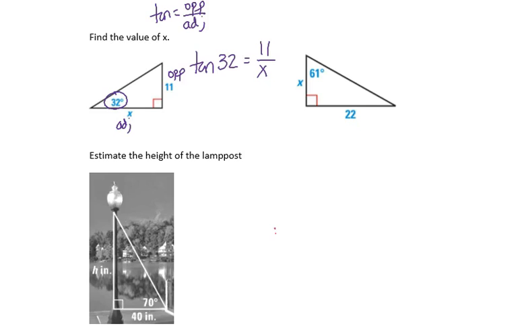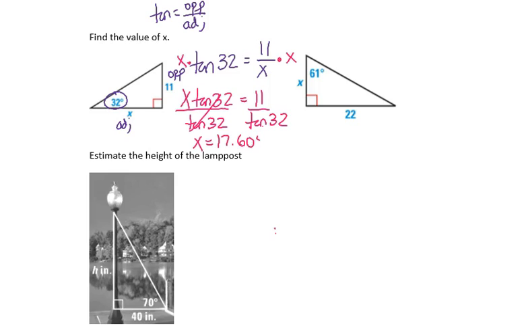Now we have to solve this for x. So, to solve for x, I'm going to multiply by x on both sides since I'm dividing by x, and get x tan of 32 equals 11. Now to get x by itself, I'm going to divide by the tangent of 32 on both sides of my equation. Okay, so you need to find the tangent button on your calculator so that you can type this in. 11 divided by tangent 32. Okay, and you should get 17.604. If you're not getting that answer, you need to ask me how to type this into your calculator specifically.